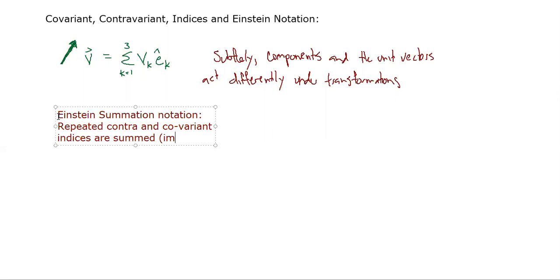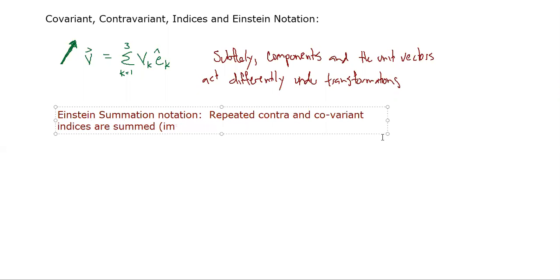Einstein has his name on enough things, and I think the mathematicians maybe got a little bit annoyed with it. So you probably see this more in mathematics circles, but it's also called implied summation notation, for the reason that if you see a correct format of repeated indices, it's assumed that we're summing them.